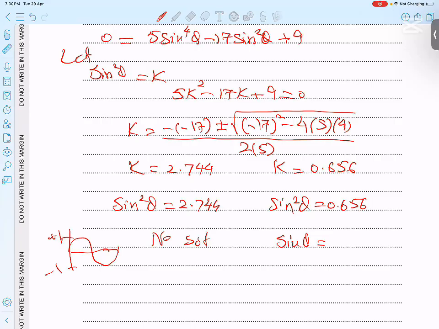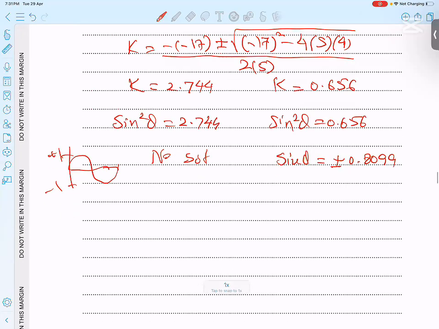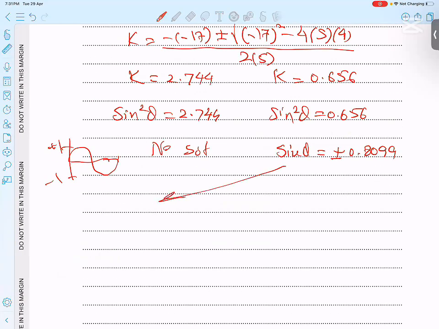Let me check in the calculator. I'm getting the root of 0.656, and I'm getting two answers, plus and minus, 0.8099. Now, students, I'm going two ways: sine theta is equal to 0.8099 and sine theta is equal to negative 0.8099.